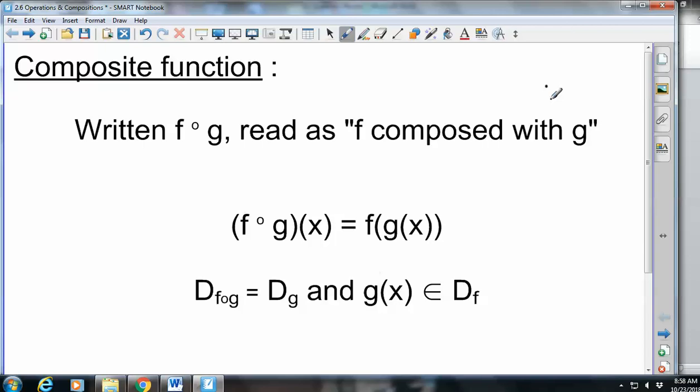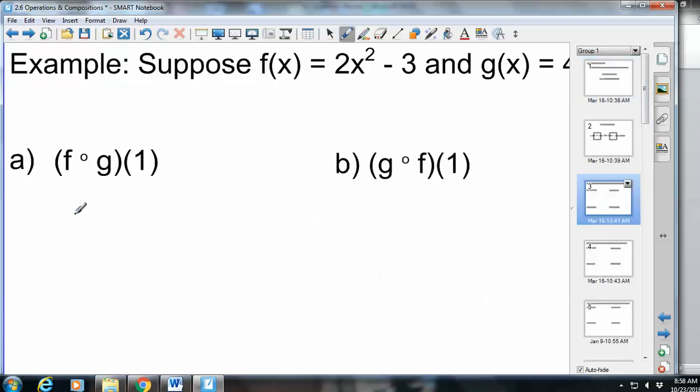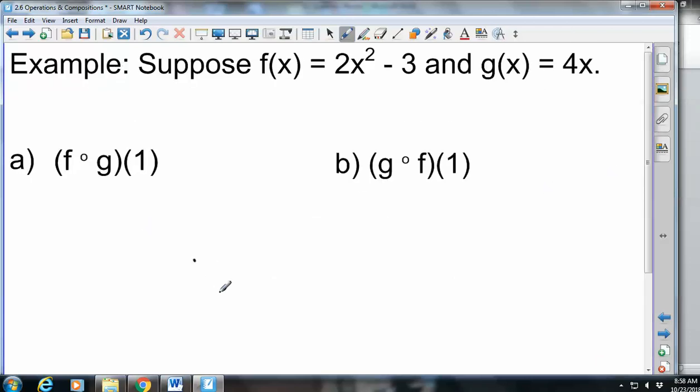The domain part we're going to save and talk about tomorrow. So we'll just hold on to that for now. So let's look at this one.